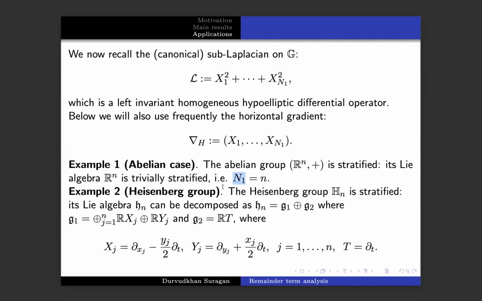One of the most popular groups is the so-called Heisenberg group, and it has these vector fields. It only has two strata. For the first strata, we have these vector fields, and instead of these vector fields, we can use these first strata vector fields. So we can construct the horizontal gradient and the corresponding sub-Laplacian. In the Heisenberg group, we can apply our previous theorem.